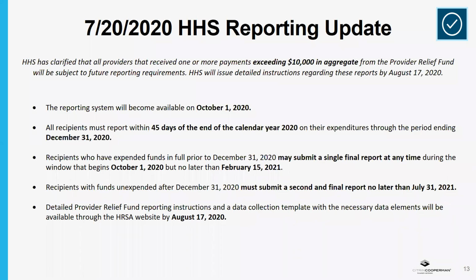They are going to be issuing more detailed instructions by August 17th, which hopefully will be helpful in understanding some of these key questions that are still outstanding. The reporting system will be available on October 1st. All recipients must submit a report within 45 days of this year's calendar year end on their expenditures through that period. If you've fully expended your funds by December 31st, you can submit one single and final report.